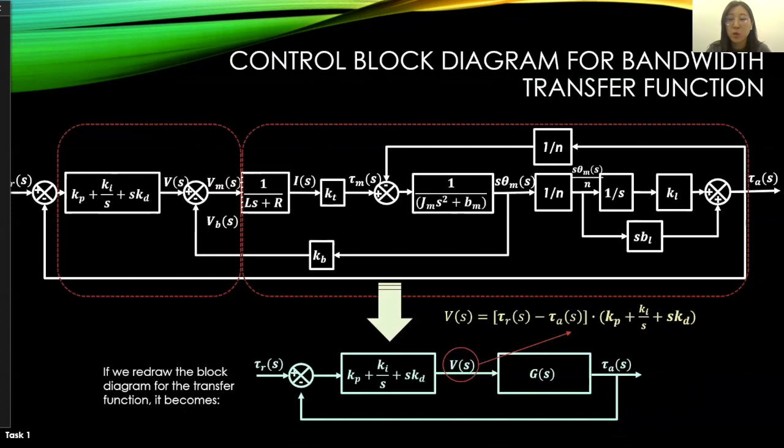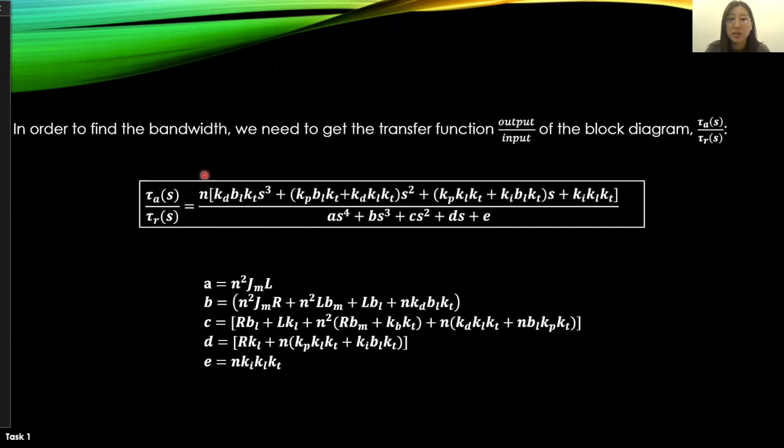To get the bandwidth, which is the output torque over the input torque, we just have to use the output torque T_a divided by T_r. And finally, we get the bandwidth in this equation here.